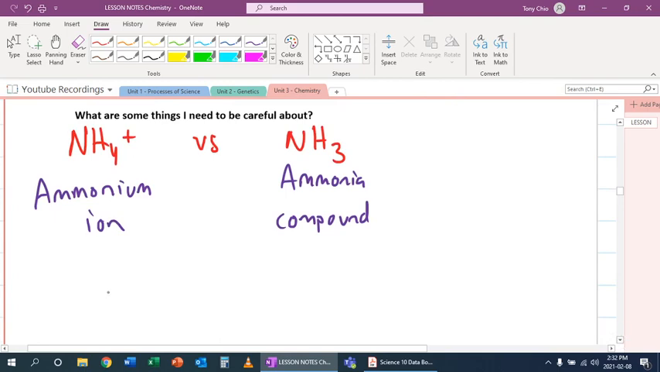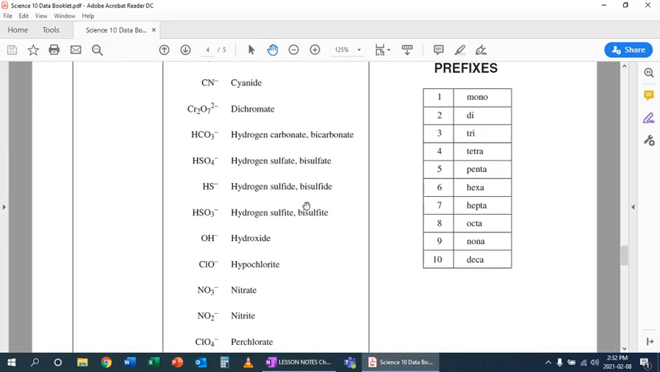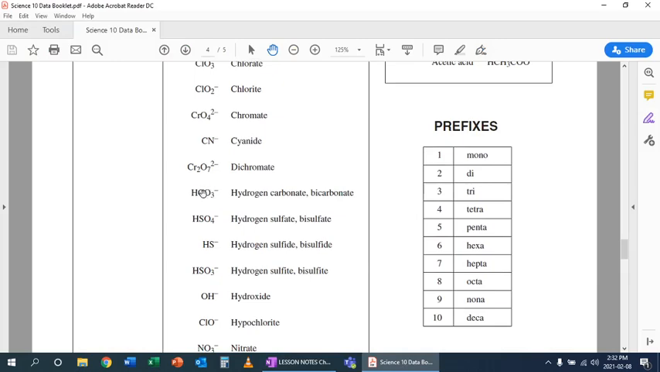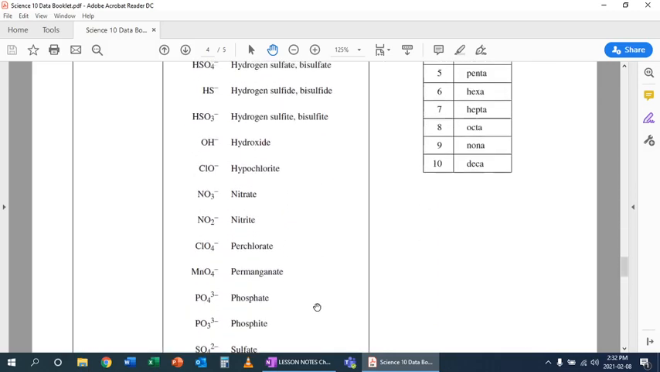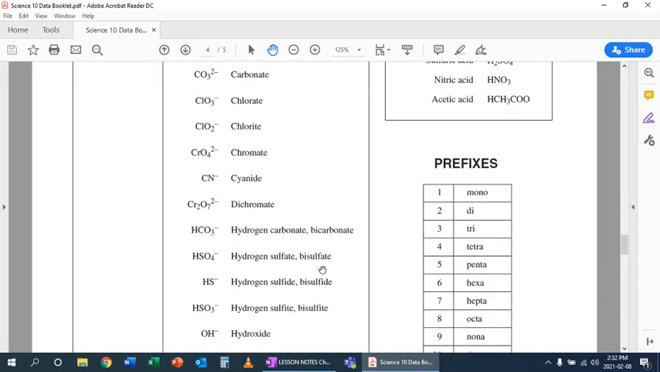The other ones that we should be careful about are the polyatomic ions that, for example, you see here, HCO3 minus. It could be called hydrogen carbonate, but the more common name is bicarbonate. Just like this one, hydrogen sulfate, more commonly bisulfate. Bisulfide, bisulfite. All right? So those are ones that you should be careful about.